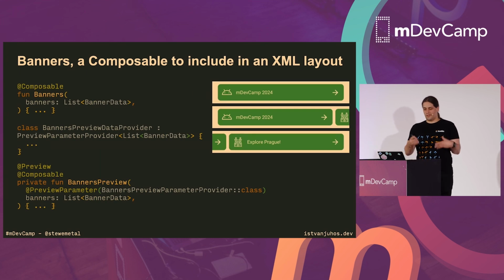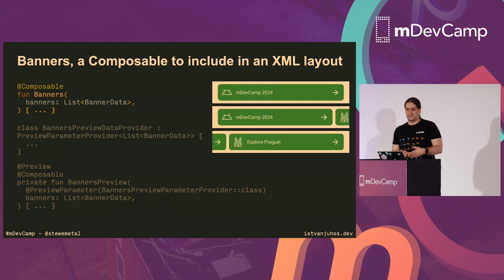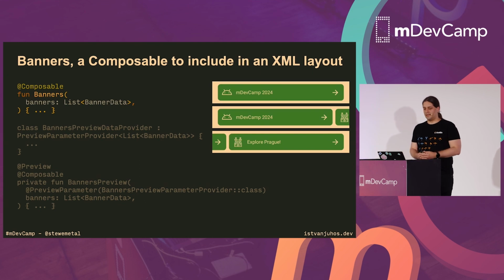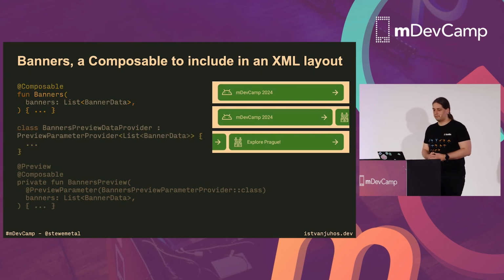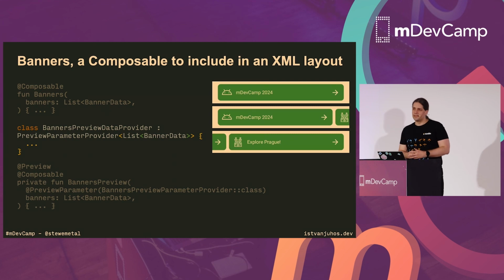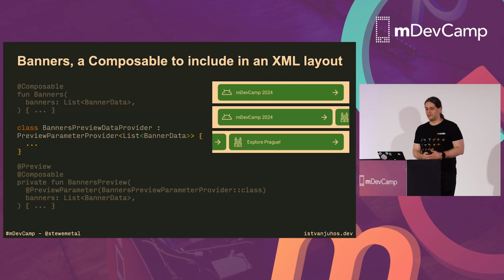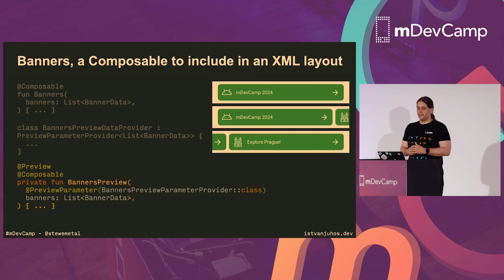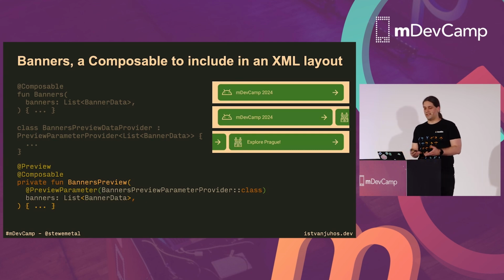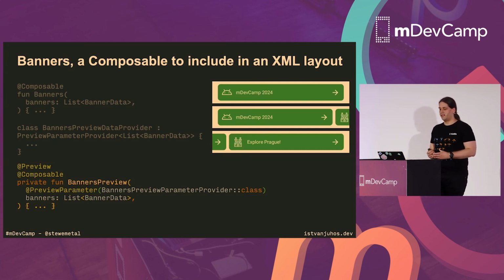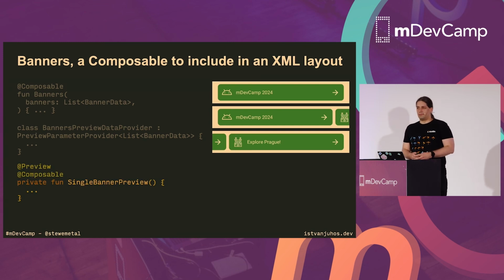Okay, this setup consists of some composables and some components that we'll go through quickly. The banners composable itself is just responsible for rendering these banners based on a list of banner data. There is this banners preview data provider that provides us with some data sets for our previews to render. And there is a banners preview, which gets data from that preview parameter provider. And there is a single banner preview, which actually renders the first line up top.